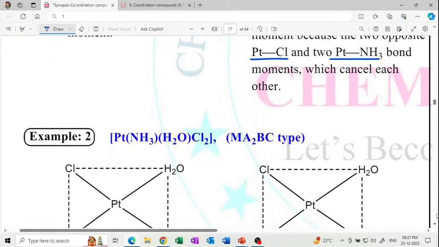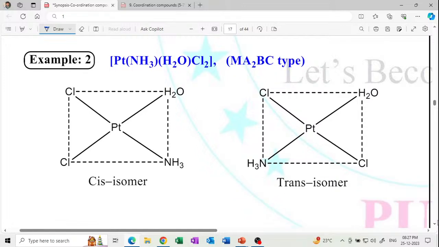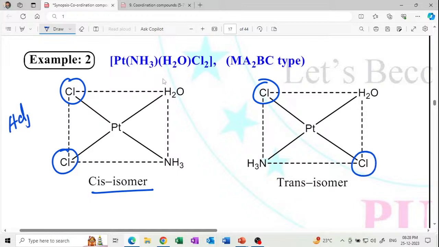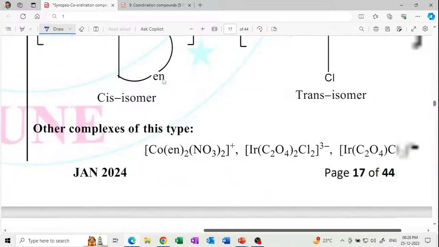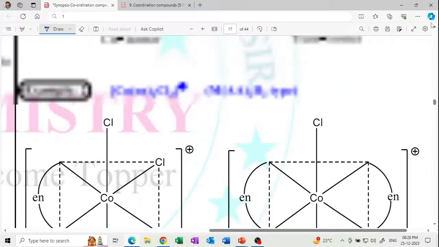So this is the cis and trans platin. Next, the second type, MA2BC type, that's Pt and this is a Cl. So it is a cis isomer. So this is the Cl, it is the opposite. This is adjacent, and this is opposite. If this is adjacent, it is cis. If this is opposite, trans isomer. So you should be able to draw the cis and trans isomer.